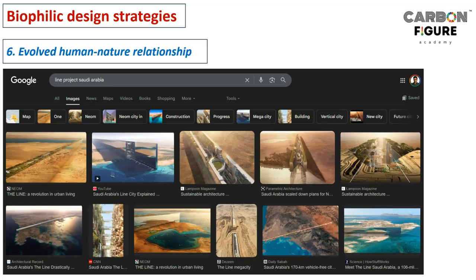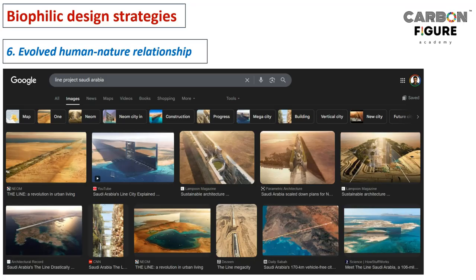If you have not yet heard about this project, or if you want to know what is happening right now, please Google the Line project Saudi Arabia current update, so you can understand what is really happening. As far as I have checked, they are still grading the surface, and they will soon start laying the foundation, I think, right? So this is a good example of how it should be.